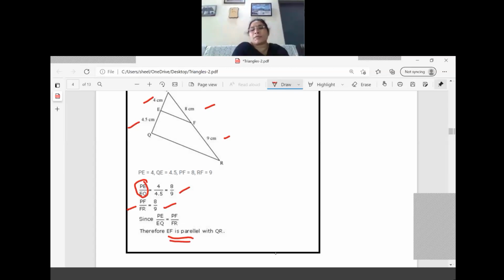The line EF is parallel with the QR. So what we should write here? EF parallel to QR, right? So the ratio same by converse BPT. What is the conclusion we can make here? Means the line is parallel.